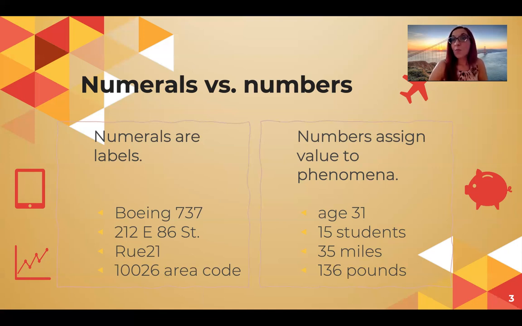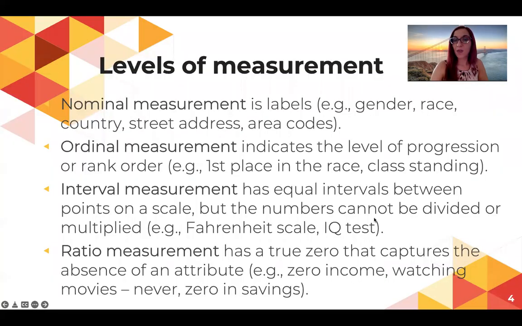Numbers, on the other hand, are different. Numbers assign value to some phenomena. Some examples include age: 31, 32, 26. That number actually assigns some value. Somebody who is 31 is older than somebody who is 22. So we can make comparisons, and we can use those numbers to multiply, to divide, and so on. So it does represent some value. Or if we say there are 15 students in class, or there are 0 students in class, these numbers also represent some value. 35 miles, 136 pounds, and so on. So you can see the difference between them and the numerals on the left-hand side. This is important because it can help us distinguish among different levels of measurement.